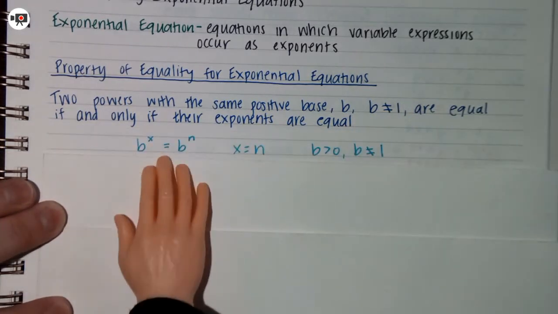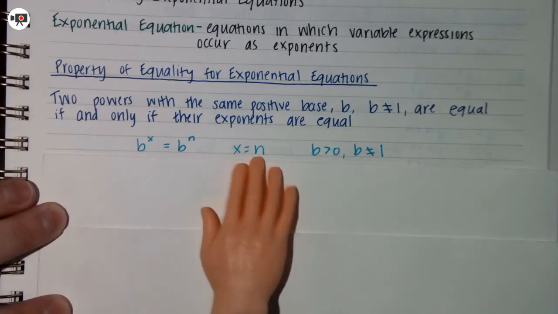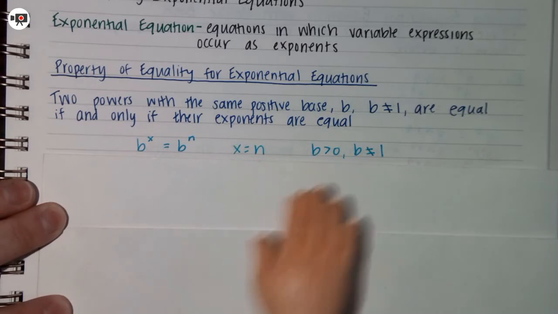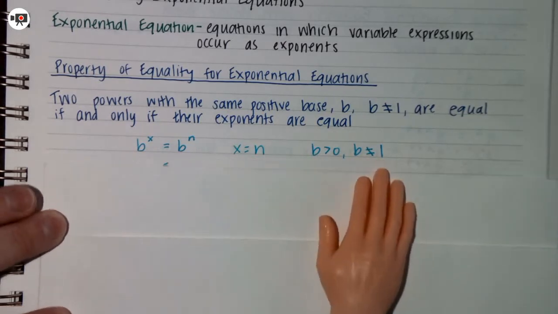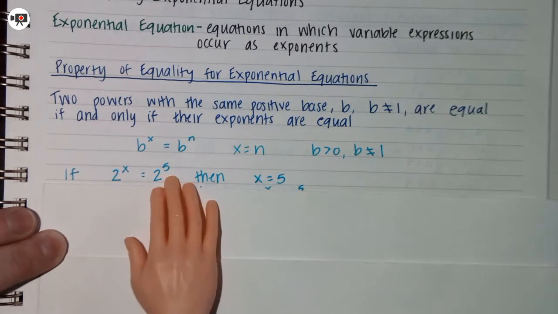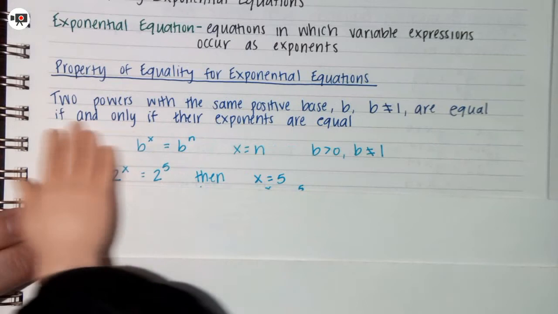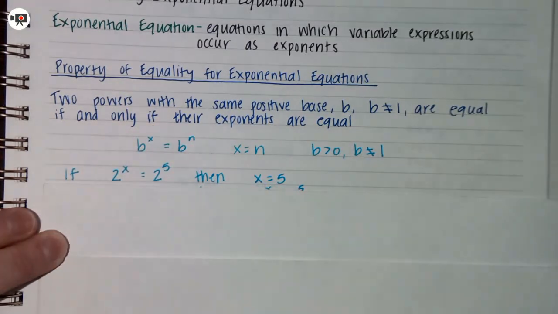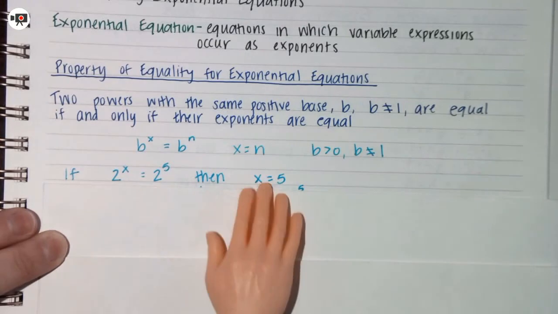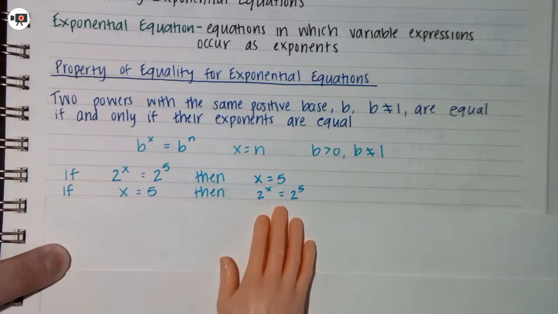So I have b to the x equals b to the n. This means that x equals n, so their exponents are equal. B must be positive, and b cannot be 0. So if I have 2 to the x equals 2 to the 5th, then x equals 5. This if and only if statement is like a two-way conditional. So if the bases are the same, then the exponents are the same. If the exponents are the same, then we know the bases are the same.